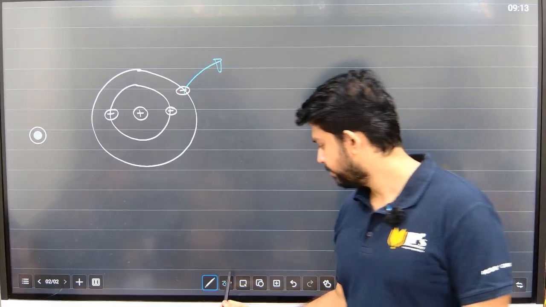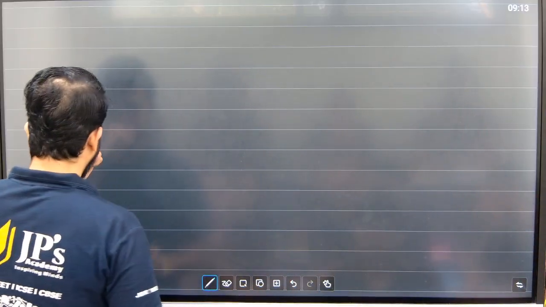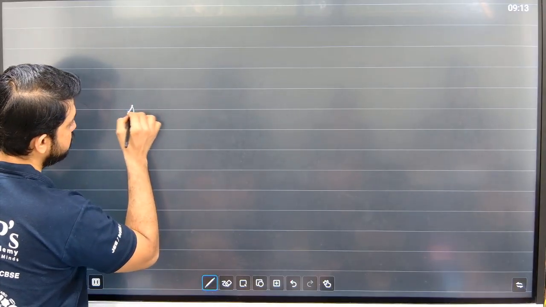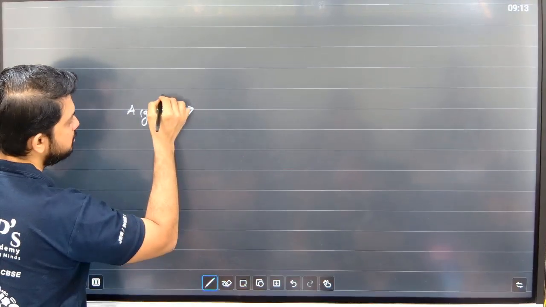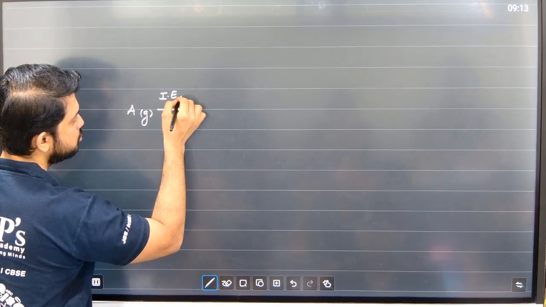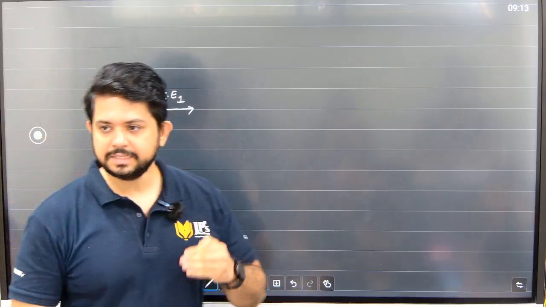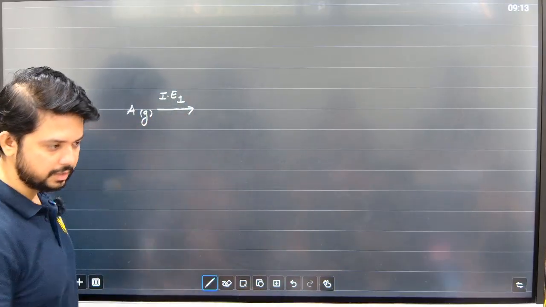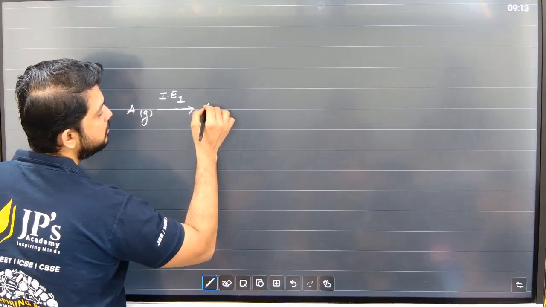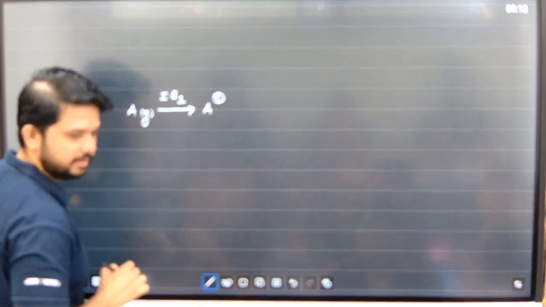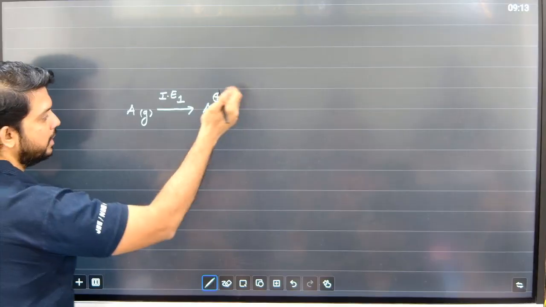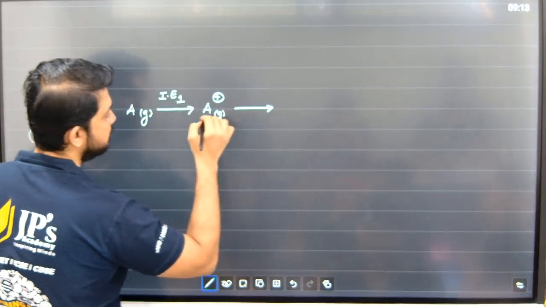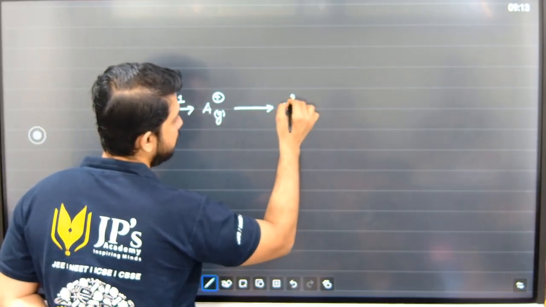Okay. Now let's say I have an isolated gaseous atom A and I remove an electron. So when you remove the first electron, we will call it ionization energy 1, IE1. And A will convert into what? Its own cation. Yes or no? Now I can remove one more electron from this. So what will it become? A 2 plus.